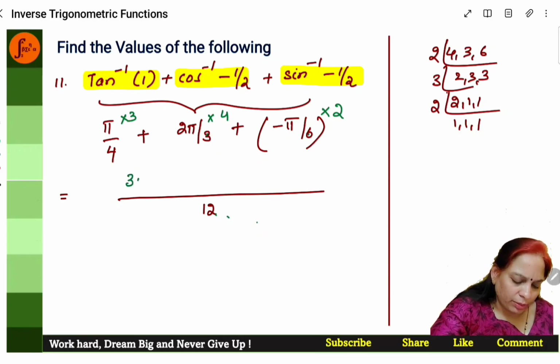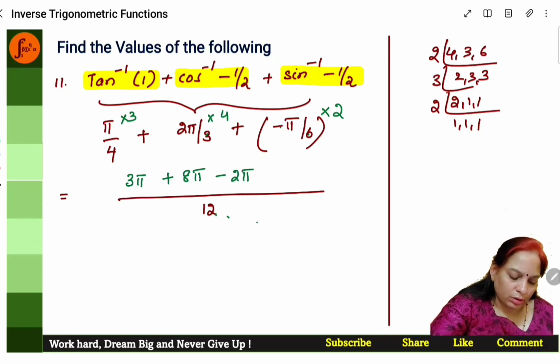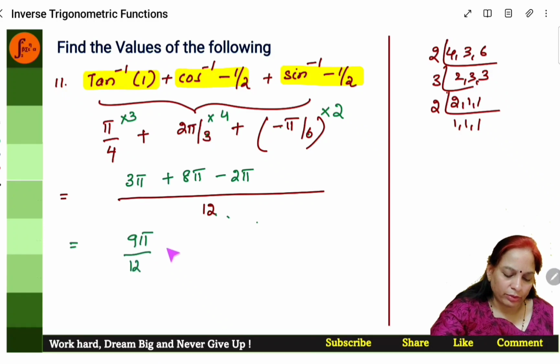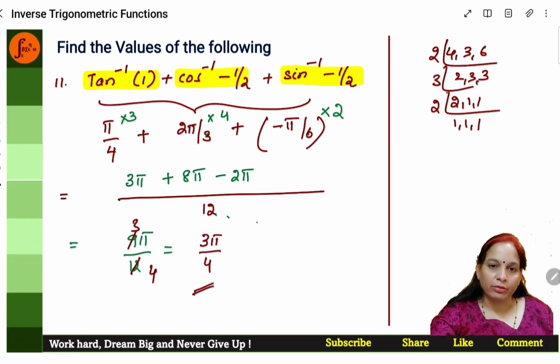So it's going to be 3 pi plus 2 pi into 4, 8 pi, minus pi into 2 is minus 2 pi. So this is going to be 9 pi by 12. This is nothing but 3 3s are, 3 4s are. So I'll get 3 pi by 4. So this is the answer, 3 pi by 4.